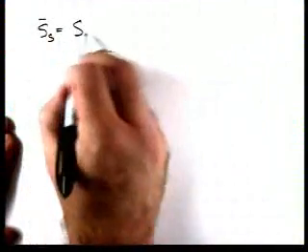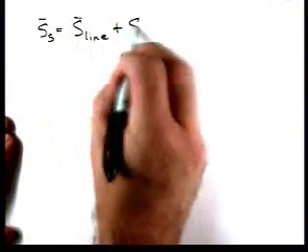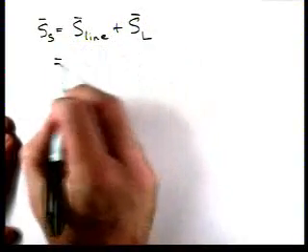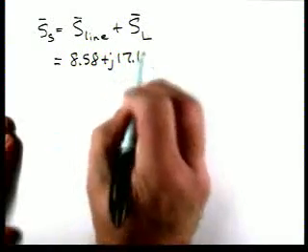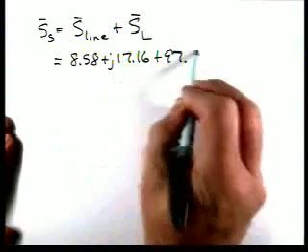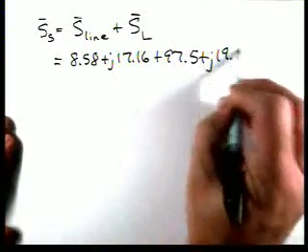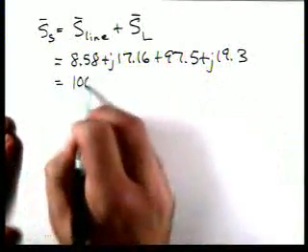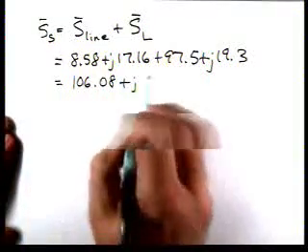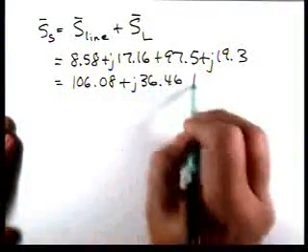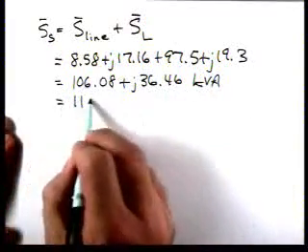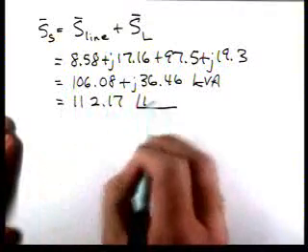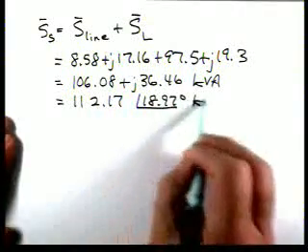Now, by Tellegen's theorem, we know that the complex power supplied by the source is S of the line plus S of the load. So we have 8.58 plus j 17.16 plus 97.5 plus j 19.3. That's 106.08 plus j 36.46 kVA, or 112.17 at an angle of 18.97 degrees kVA.